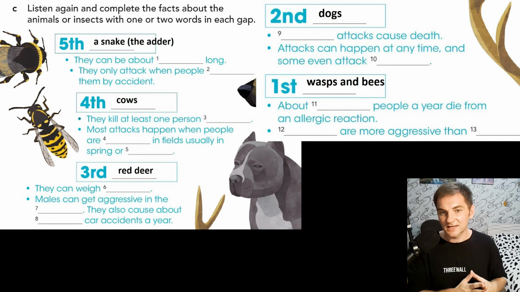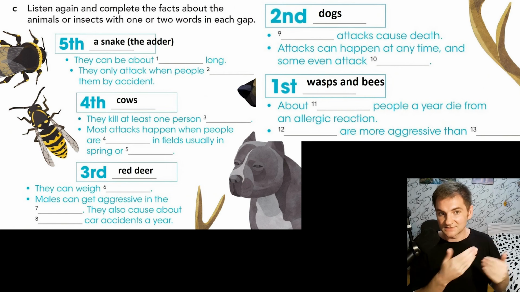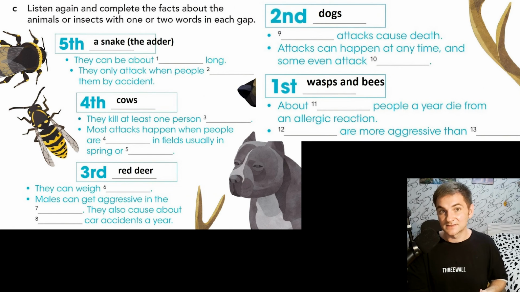Most attacks happen when people are doing something in fields, usually in spring or also the season here. The third place, red deer. They can weigh 10, 20, 50 kilograms, yeah? You have to hear that in the audio. Males can get aggressive here is the season. They also cause about, it's a number, car accidents a year.